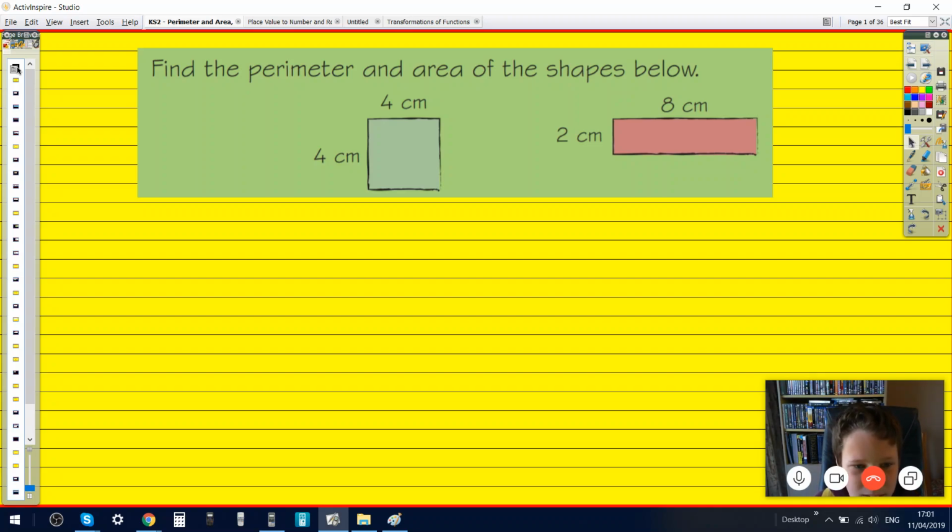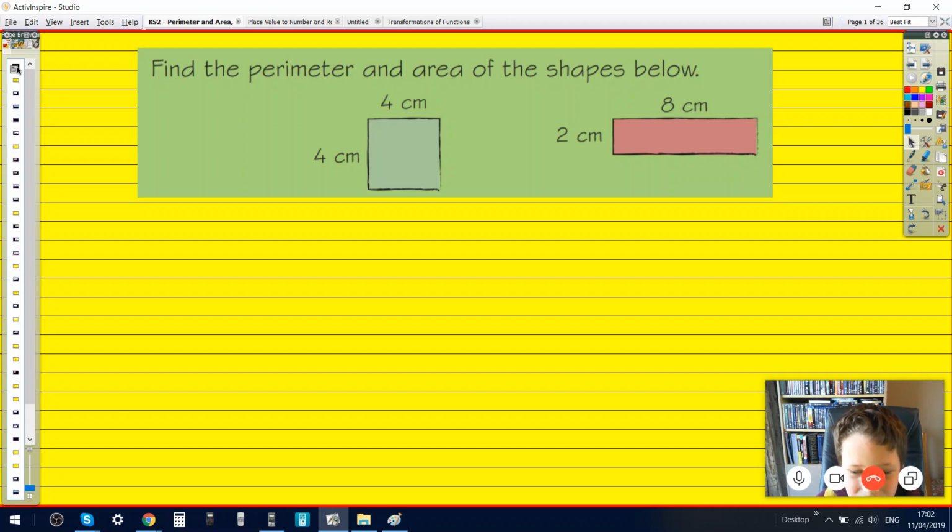The perimeter is like the... Would you know how to find the perimeter of these shapes? I'm not sure. So the perimeter is the total length of the sides. So what you get when you add up all the sides.